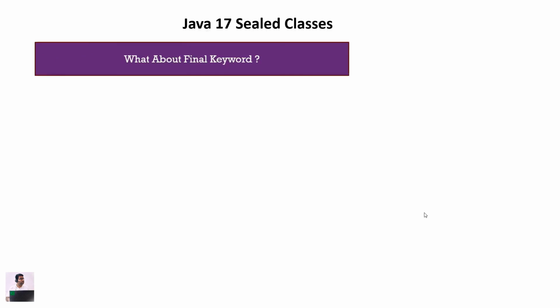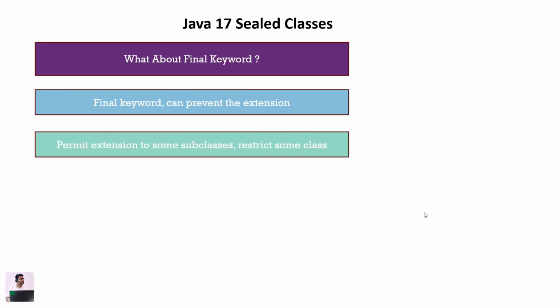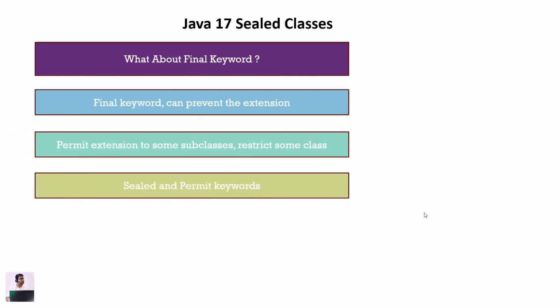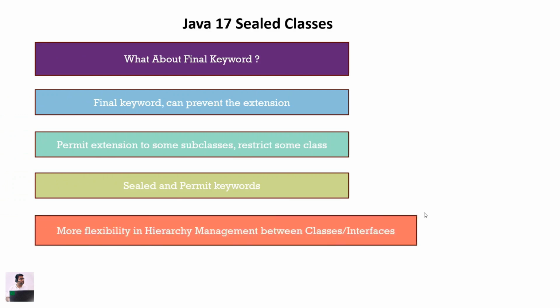We already have the final keyword in Java, which can prevent the extension of a class in general. But it has its own limitations, like when we want to permit the extension of a parent class to some subclasses, and for some classes we do not want to permit. This is where the sealed and permits keywords come in with this feature. The final keyword prevents inheritance of a specific class, whereas sealed controls inheritance at a very broad level. This provides more flexibility in managing the hierarchy between classes in Java.